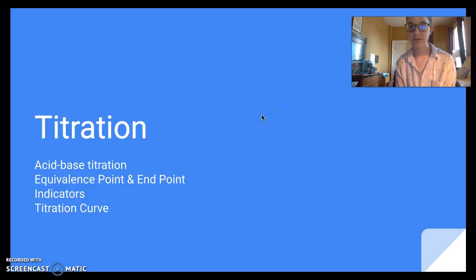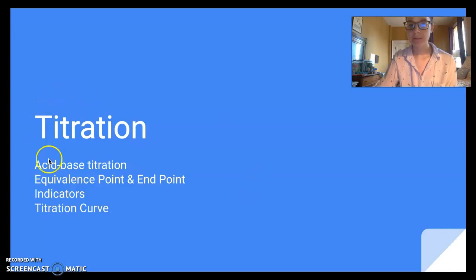Today we're going to be reviewing a little bit about titrations. This is a general laboratory experiment. In the scope of this course, we're going to focus on acid-base titration, although there are other titrations that are able to be used typically in the laboratory. In AP Chem, we're talking about acid-base titration.